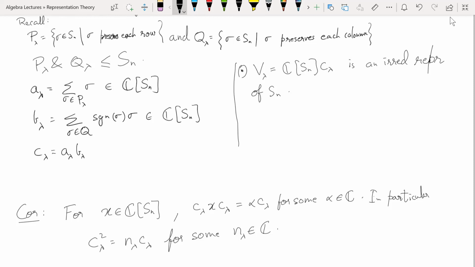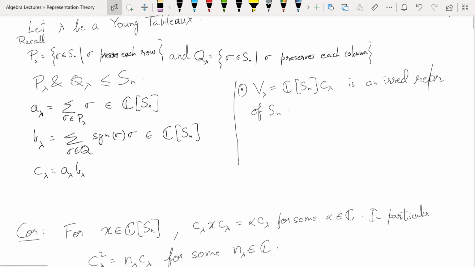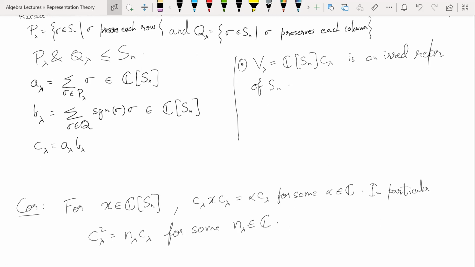So we want to show that V lambda is irreducible, and we also want to show that if lambda and mu are Young tableaus with different Young diagrams, then the representations are not isomorphic. So that will characterize all the irreducible representations of Sn.